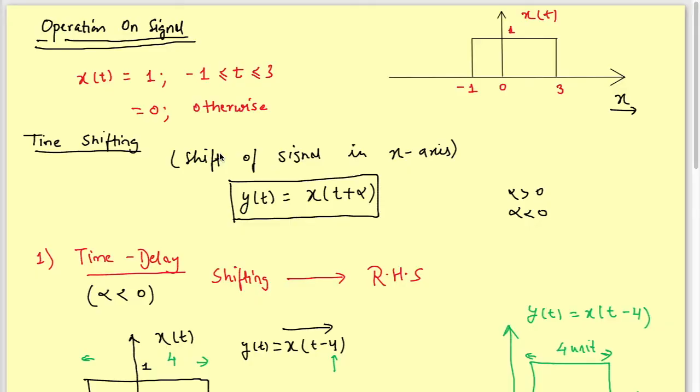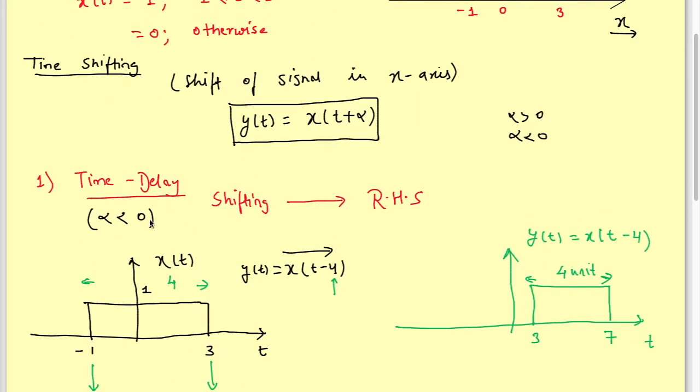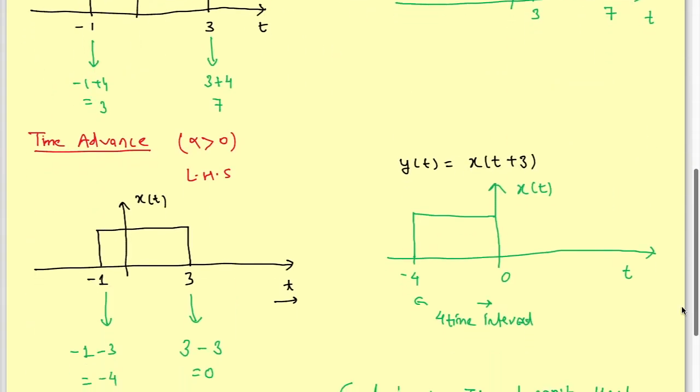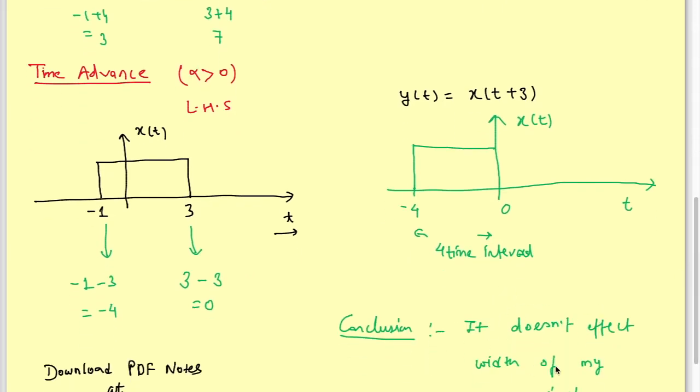My second lecture. In the previous lecture, we studied operations on signals. Basically, we studied time shifting, and in time shifting there are two types, that is time delay and time advance. We found that alpha is less than 0 for time delay, and alpha is greater than 0 for time advance, and also we concluded that it doesn't affect the width of my signal.